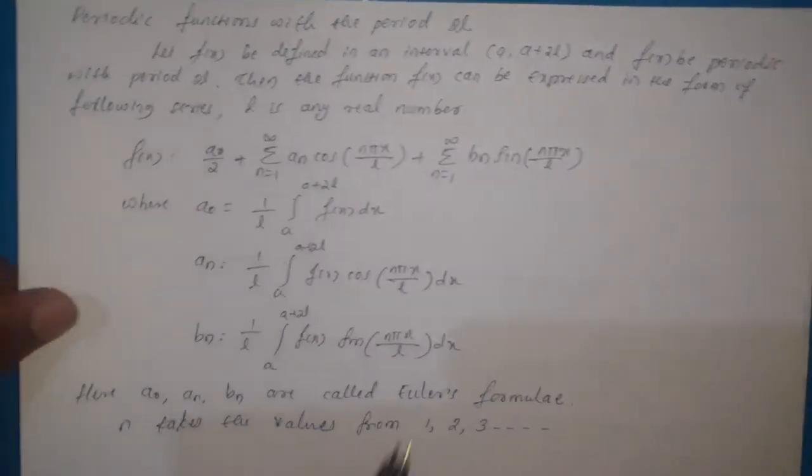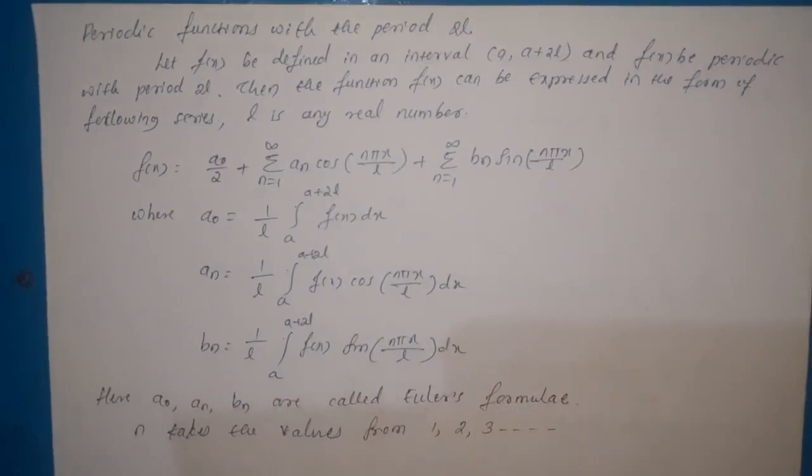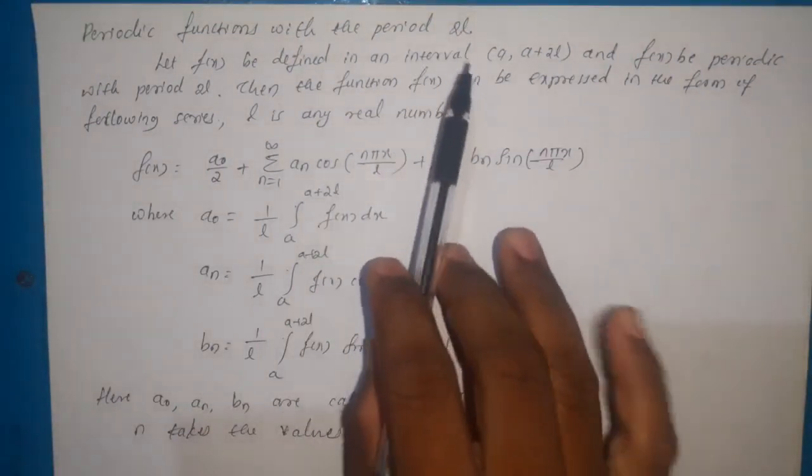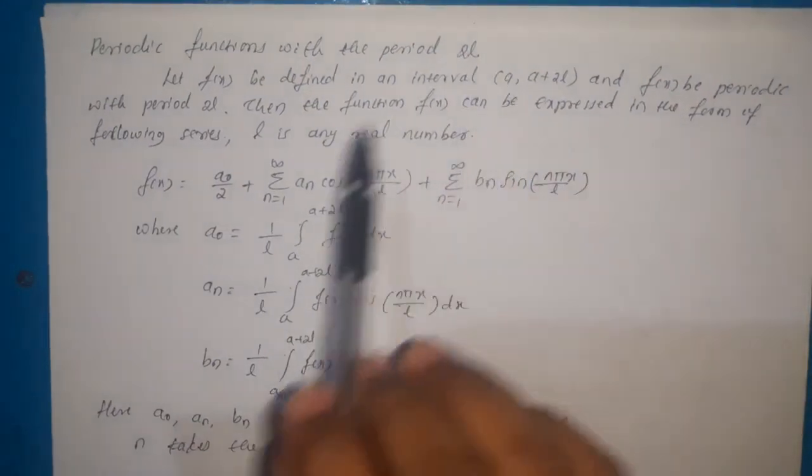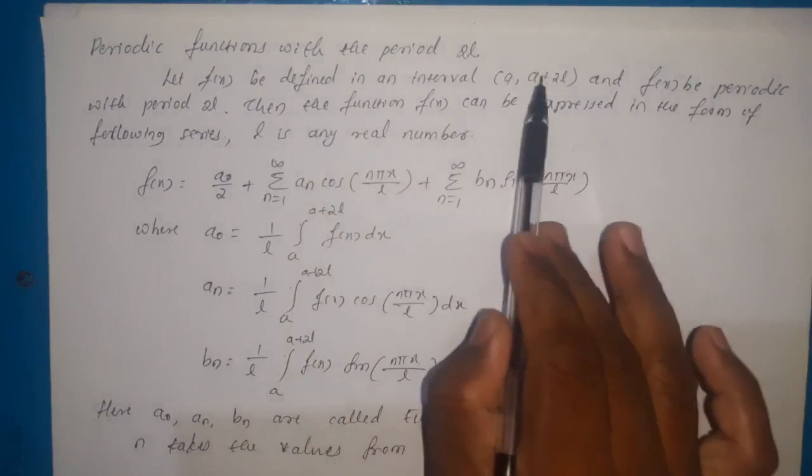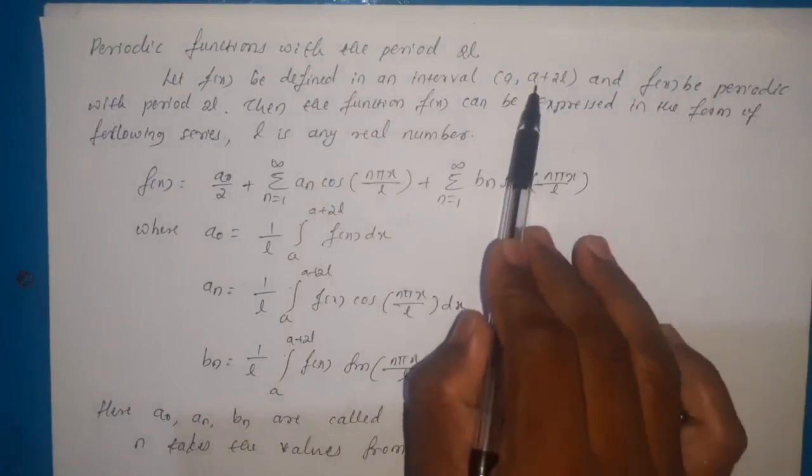Next, let us discuss how to write the Fourier series for the function which is having the period 2L. So this is the Fourier series for the function of period 2L. Here the period of the function can be calculated from the given interval. Here a comma a plus 2L is the given interval.